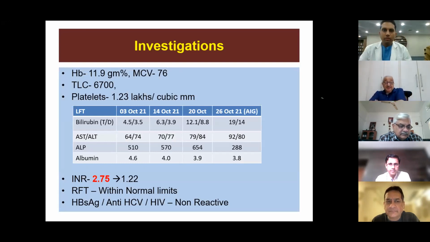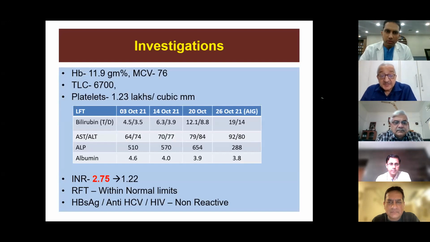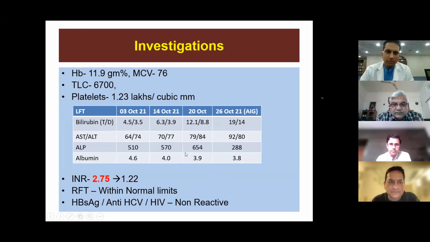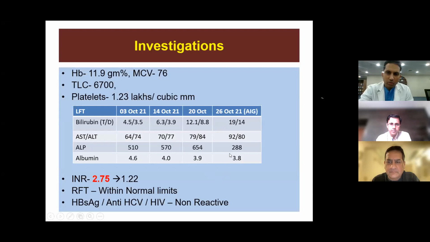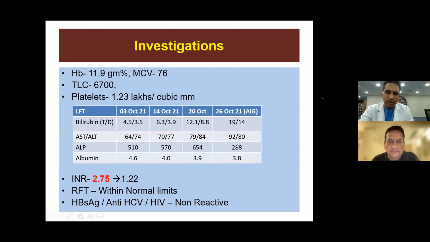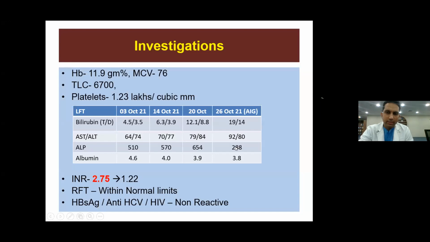On evaluation, he had mild microcytic anemia, hemoglobin was 11.9. There was no leukocytosis. He had mild thrombocytopenia. On LFT, he showed a gradual progressive obstructive pattern of jaundice with bilirubin rising from 4.5 to 19, mild transaminitis and significant serum alkaline phosphatase elevation. This last report is showing a dip, just in view of a change in the upper limit of normal levels in respective labs.